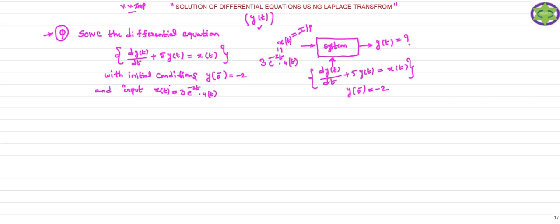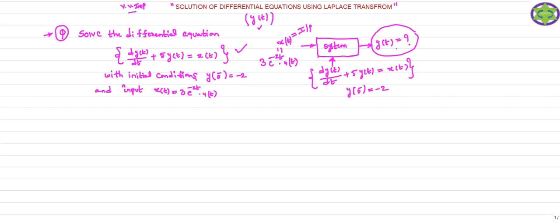This is the model in which questions come in the examination. Always remember, this is a very important topic: solution of differential equations using the Laplace transform. Here the system is described with the help of a differential equation, and we have to find the response of the system, y of t, for the given input x of t. Using these two we find y of t. That is the objective.